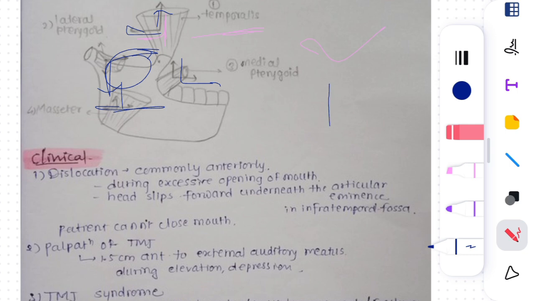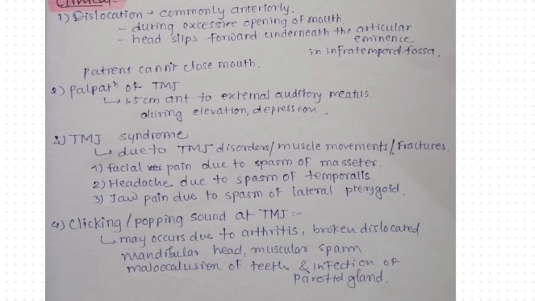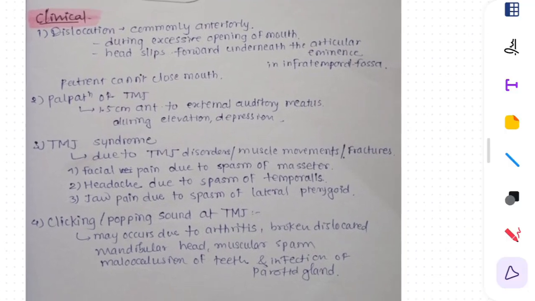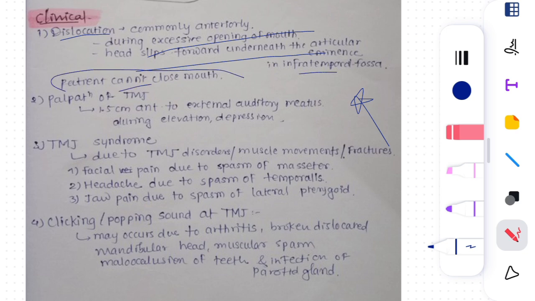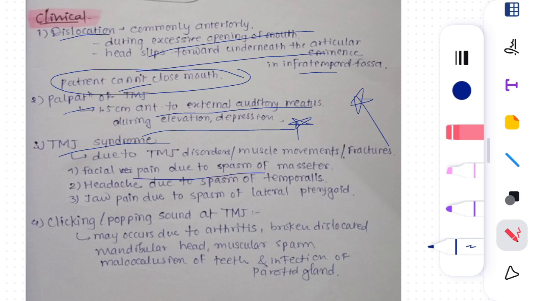Then next and last one, we will see the clinical cases. First one is dislocation. Dislocation is commonly anterior and occurs during excessive opening of the mouth. The head slips forward underneath the articular eminence into the infratemporal fossa. The patient can't close the mouth in the case of dislocation of TMJ. Then palpation of TMJ: you can do the palpation 1.5 centimeters anterior to the external auditory meatus.